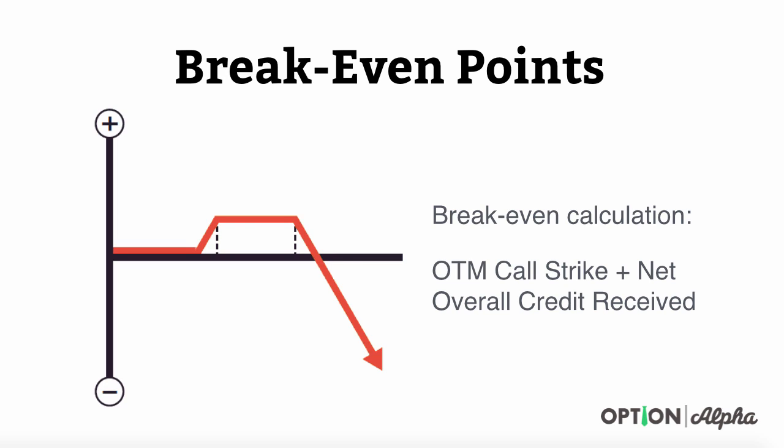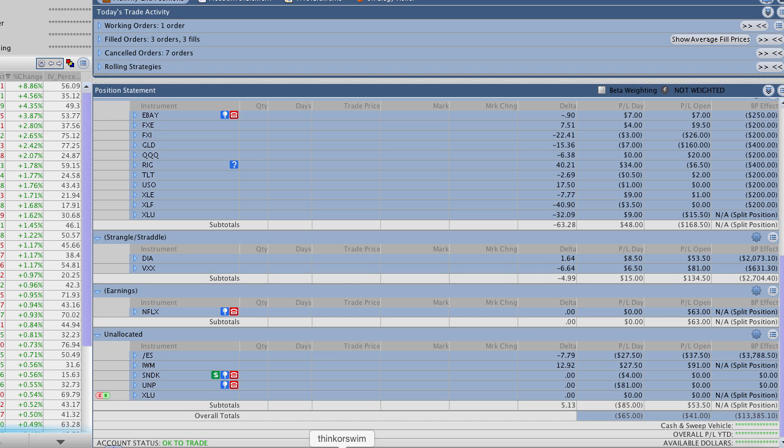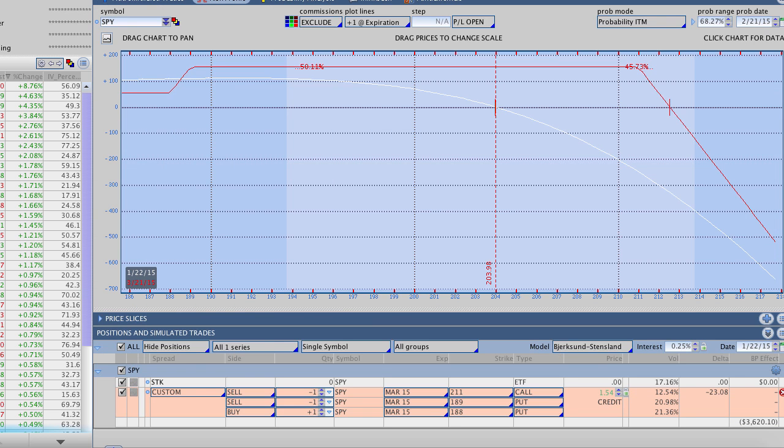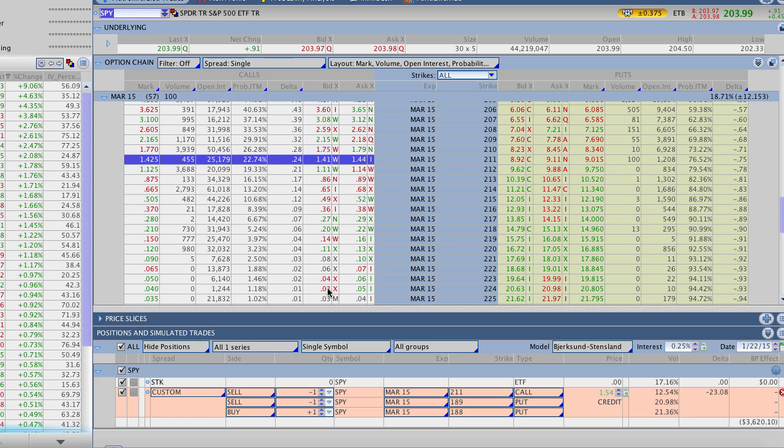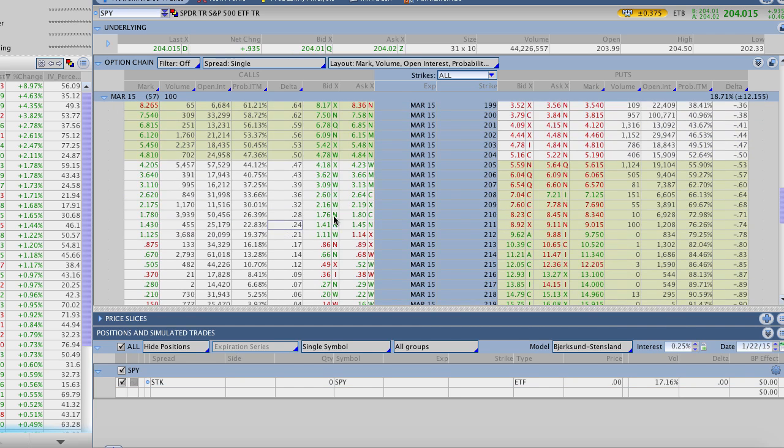So let's take a look at doing this trade on our broker platform in Thinkorswim. What we're going to do here is go to an analyze chart with SPY, and we're going to build this strategy out right now in front of you.